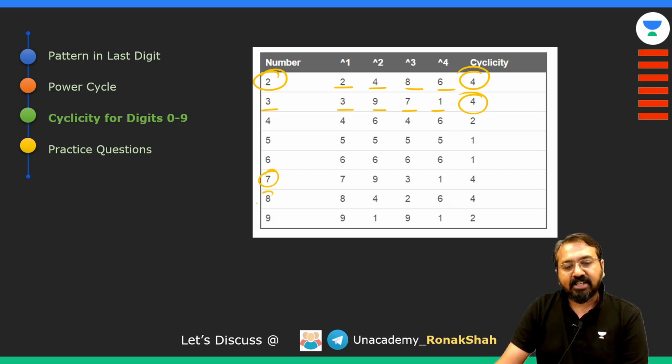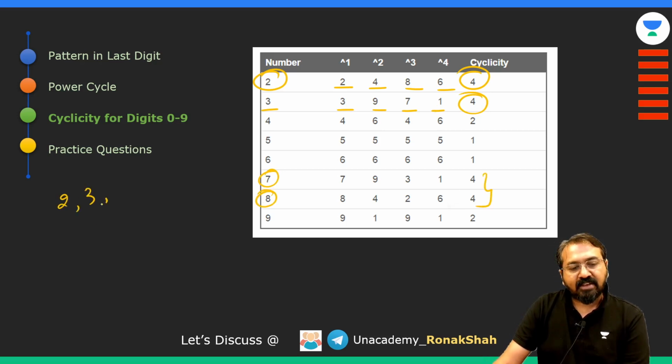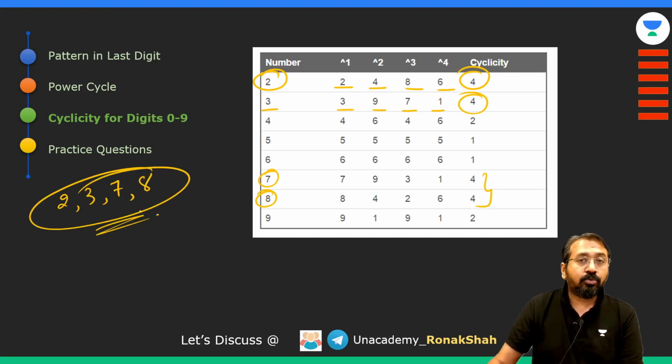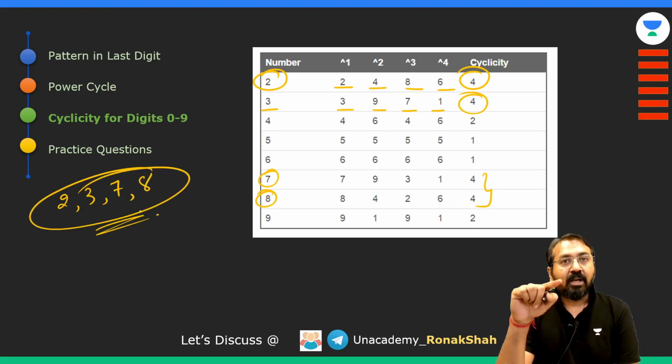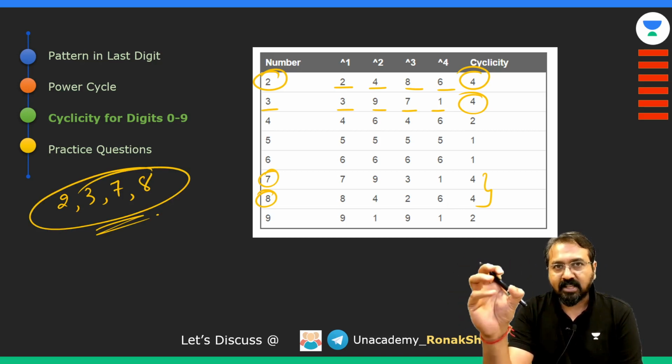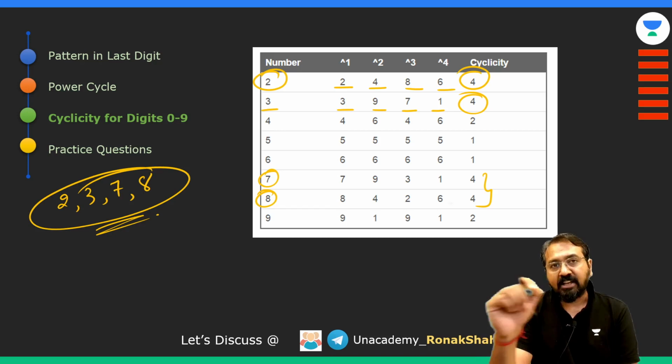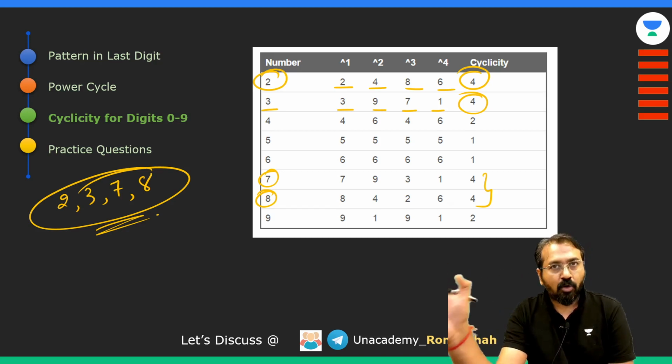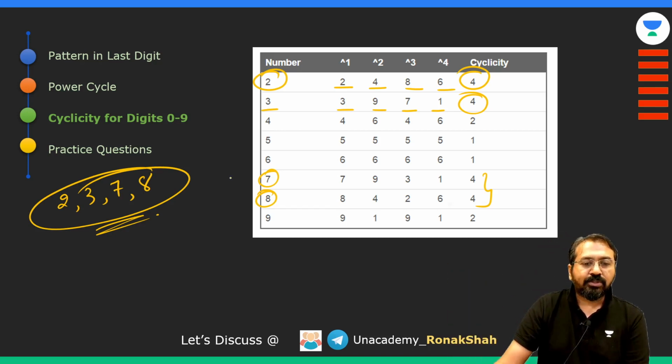If you look at 7 and 8, once again they have cyclicity of 4. So digits 2, 3, 7, 8 have cyclicity of 4. And that's the reason you don't find these digits at the end of any perfect square number. I'm sure all of you would have remembered this thing, that a perfect square number never ends with digit 2, 3, 7 or 8. Okay, so here is the reason.